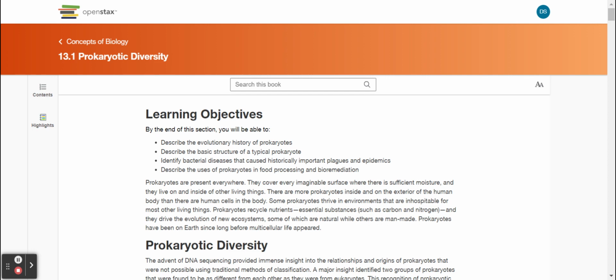Prokaryotes are present everywhere. They cover every imaginable surface where there is sufficient moisture, and they live on and inside of other living things. There are more prokaryotes inside and on the exterior of the human body than there are human cells in the body.